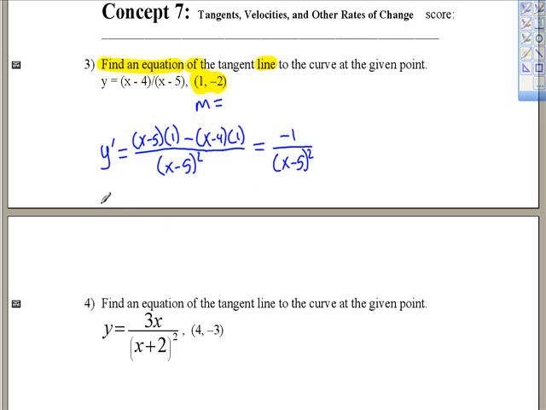If we evaluate that for 1, when x is 1, we'd have -1 over (1 minus 5) quantity squared. 1 minus 5 is -4. If we square it, we get 16. So we're going to get a value of -1/16 for the slope. Questions so far?